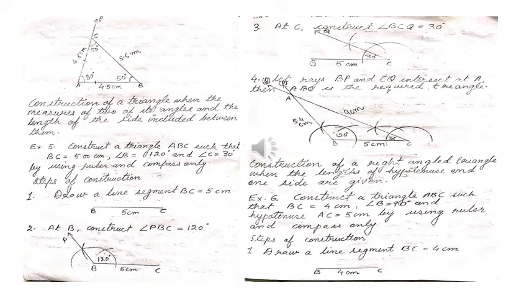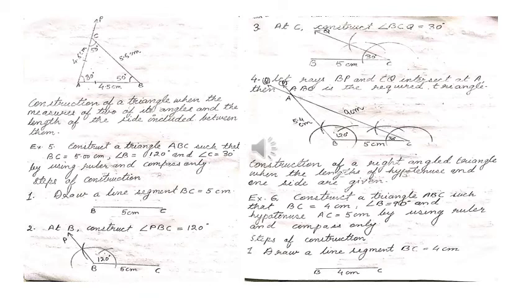Now join BC. After that, ABC is the required isosceles triangle with the given measurement. On measuring, the angles ACB and CBA are 50 degree each, as you can see on your screen. Clear?